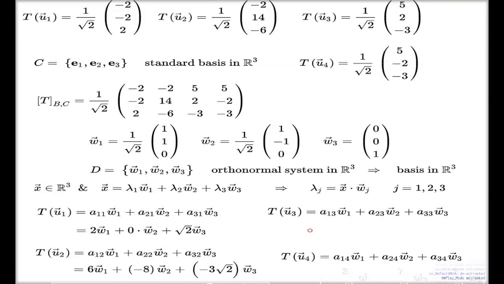Now here, t of u3, here it is, dot product with w1. It will be 5 plus 2, which is 7 by root 2. Or by 2 actually, because it's root 2 squared. So it's the coefficient next to w1. If I dot product this vector with w2, it will be 5 take 2 because of the negative. So it will be 3 on 2 w2. And the final one will be negative 3 by root 2.